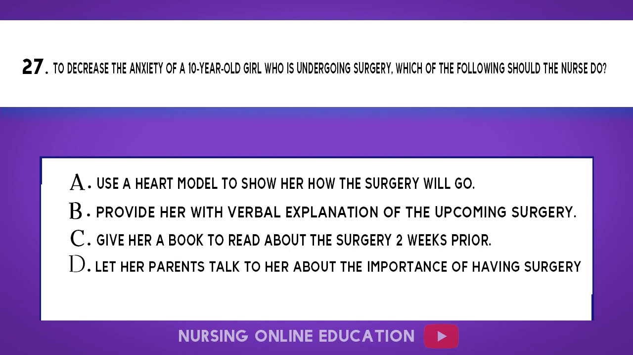B. Provide her with verbal explanation of the upcoming surgery. C. Give her a book to read about the surgery 2 weeks prior. D. Let her parents talk to her about the importance of having surgery. The answer is option A. Use a heart model to show her how the surgery will go.